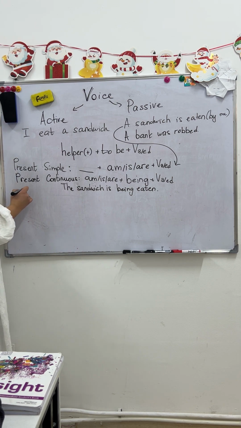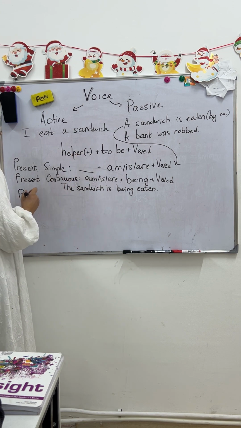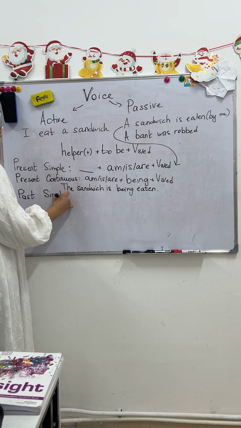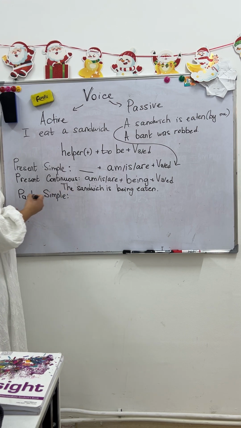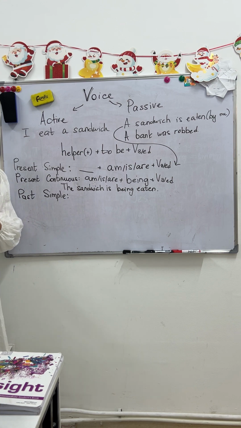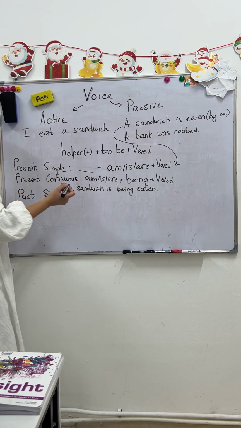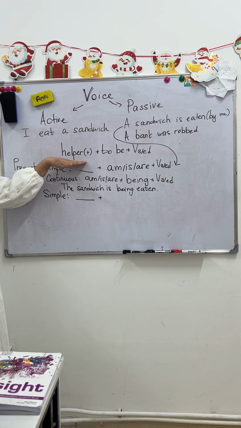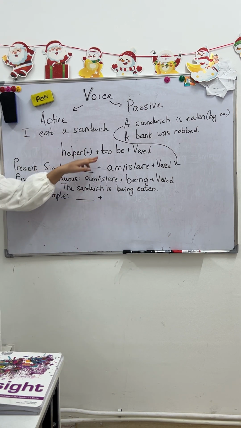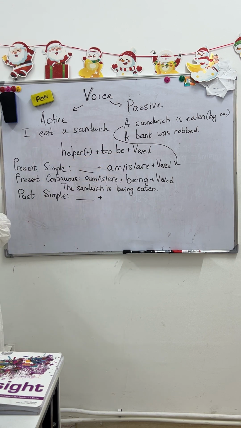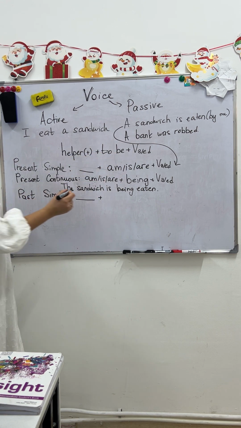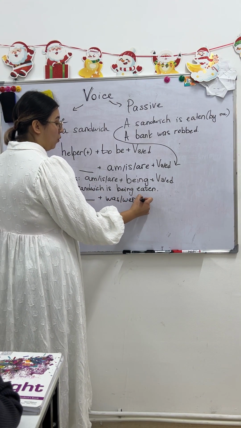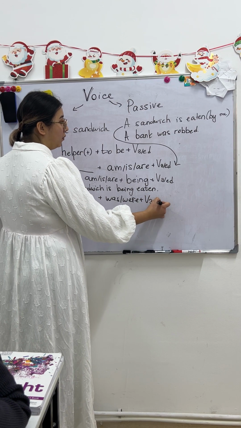Okay, now past simple passive. What is the helper in a positive sentence for past simple? Do, does, past. Did. Do you use did in a positive sentence? No. So we don't have any helpers. There are no helpers. What about to be? How does to be change in past simple? Was, were. Was, were plus verb in the third form or verb with ed.